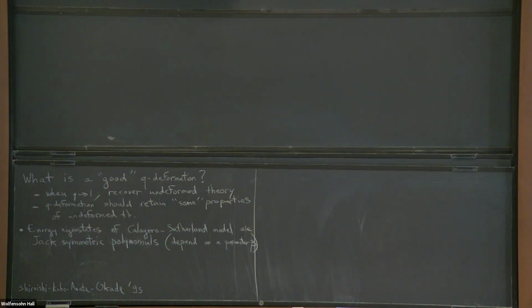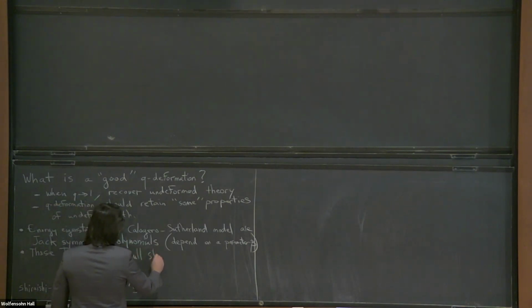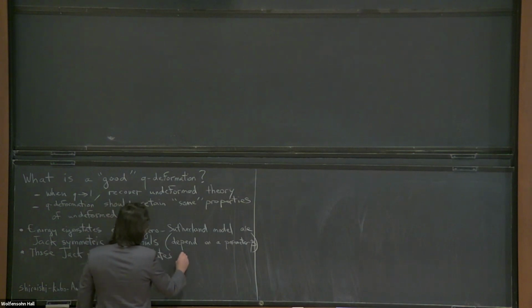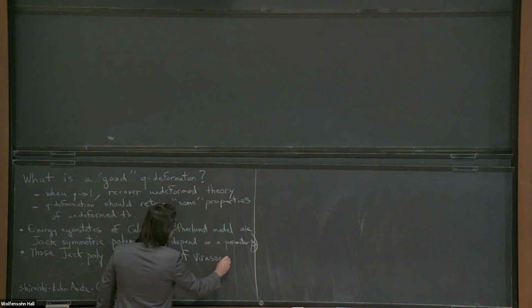Another fact is that these polynomials actually realize null states of Virasoro. This is done in the free field formalism, but you can show that these Jack polynomials are null states of Virasoro. This is work by Feigin and Fuchs.